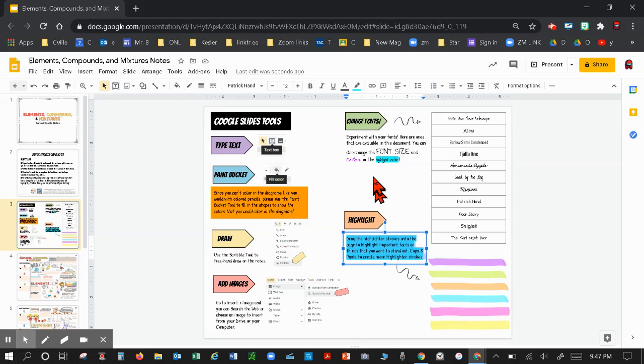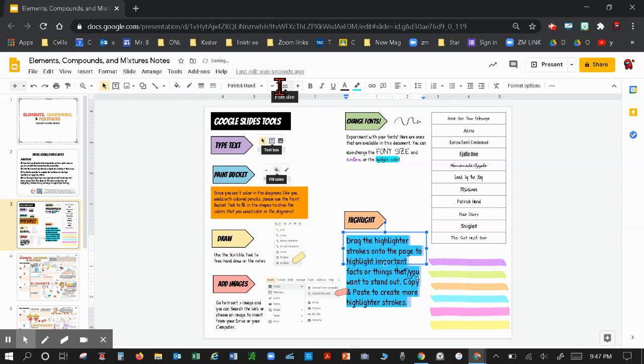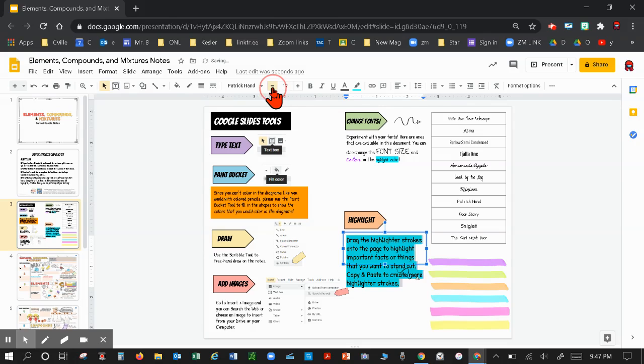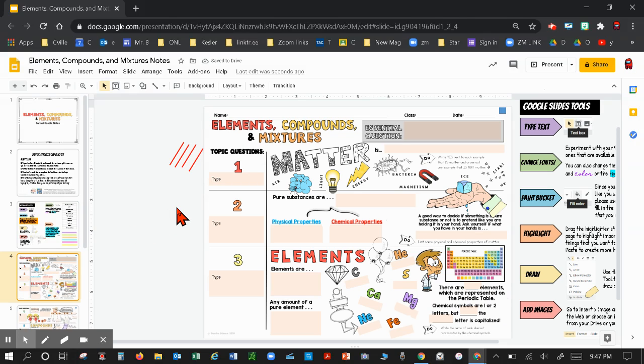If something is too small and you can't see it, you can click this text box, the font size, and change it to something that works for you. Pick something that makes it easy and convenient for you to see. I will be going through my presentation. You will go through these slides and fill them out.